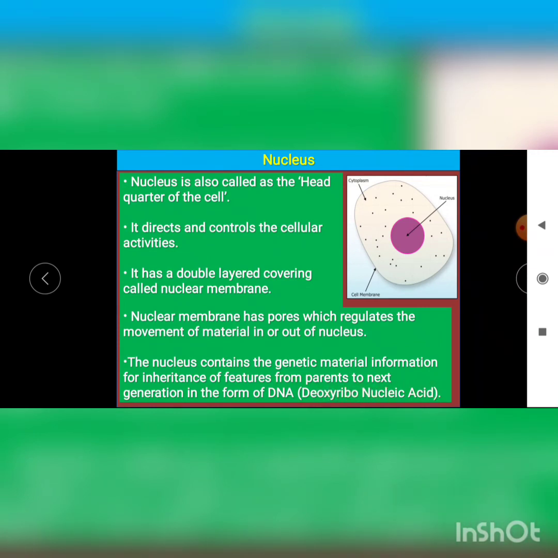deoxyribonucleic acid. It is important, children. You should know the full form of DNA. Again I'll repeat, deoxyribonucleic acid. So the nucleus contains this DNA.